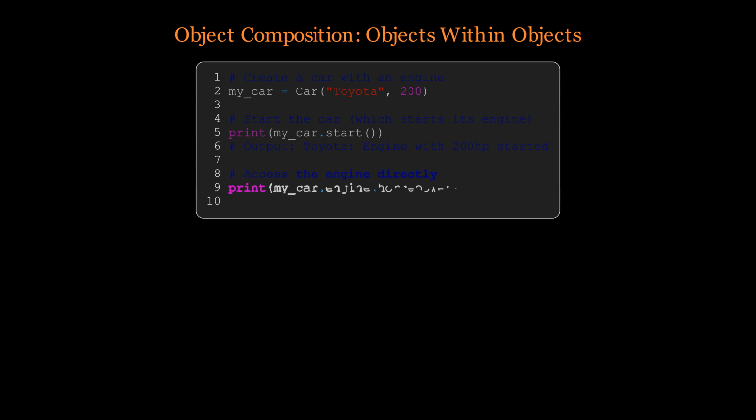Creating a car automatically creates its engine. Starting the car starts its engine internally. You can also access the engine directly through the car object. Composition makes complex objects manageable by breaking them into smaller, focused components.